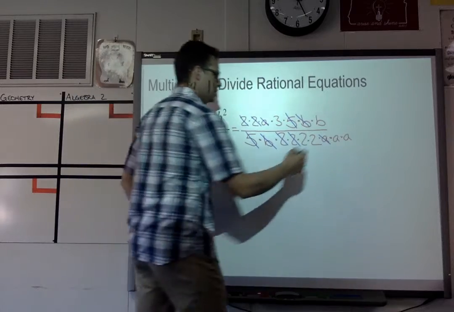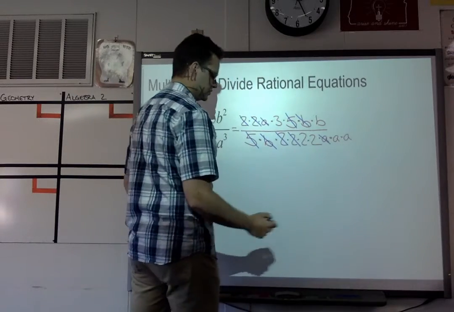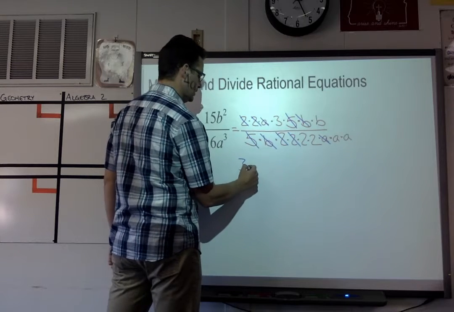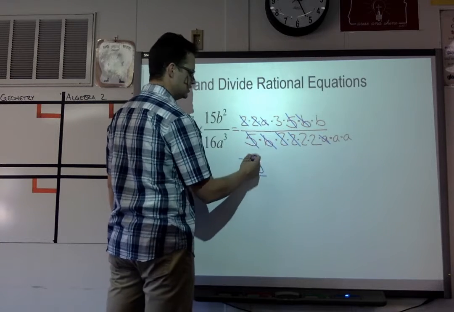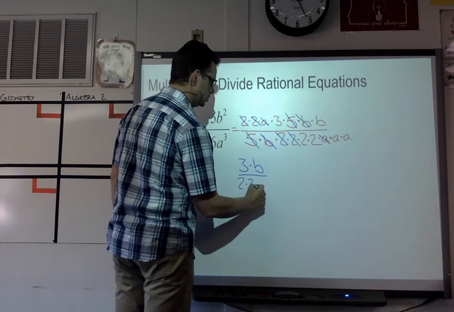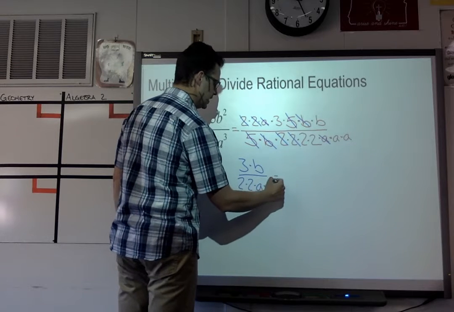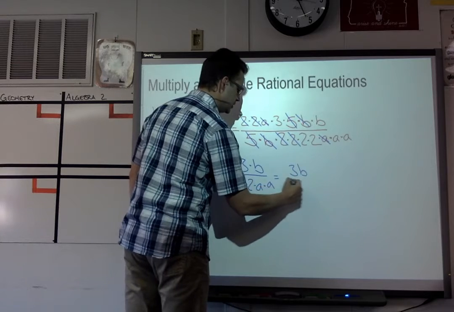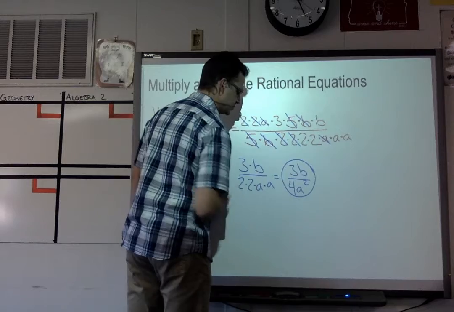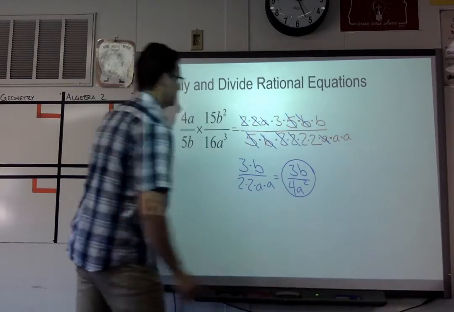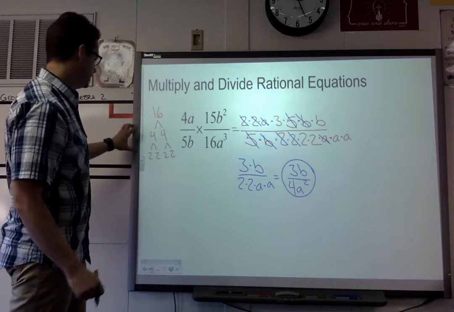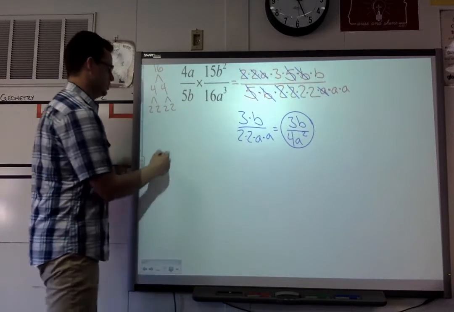So then we would be left with, in our numerator, 3 times b, in our denominator, 2 times 2 times a, which would give us 3b over 4a squared. Now again, like I said, that's kind of the long way of doing this problem. Now I'll show you the shorter method.